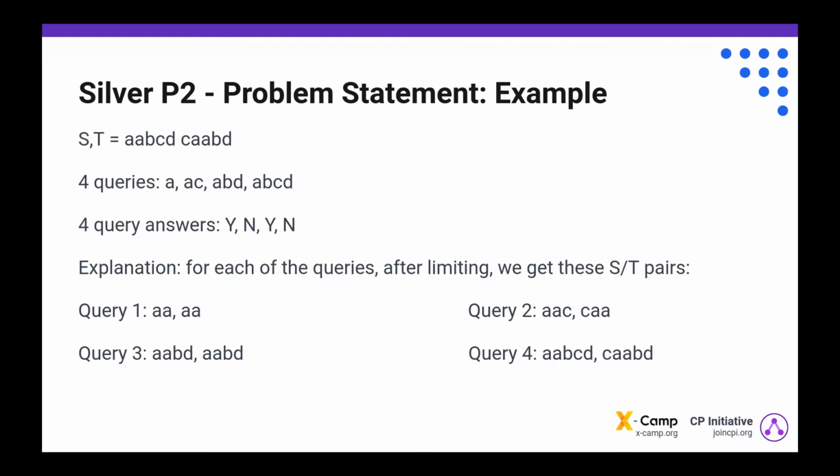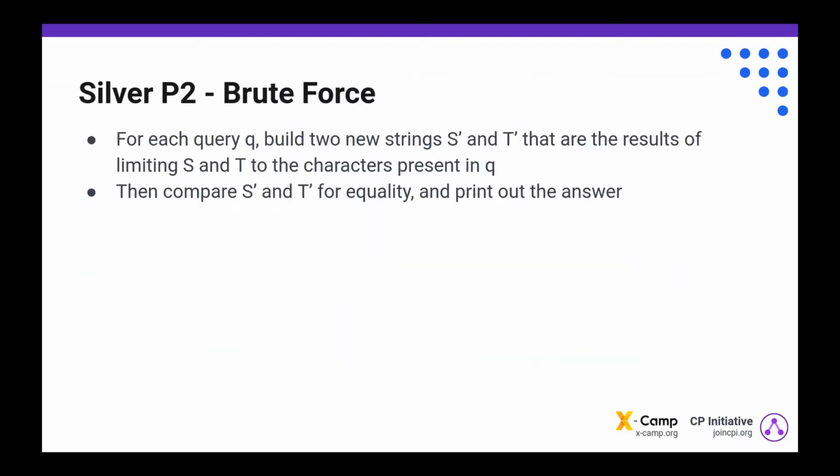So let's move on. First, let's see the brute force. The brute force is, for each query, to make a new S and T, which are the limited versions, and then compare these two strings. So let's build S prime and T prime, the results of limiting S and T to the characters present in Q for each query Q. Then compare S prime and T prime for equality and print out the answer. This is a very simple, brute force solution. However, it won't work.